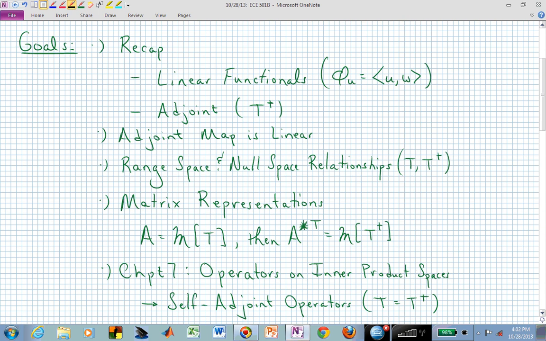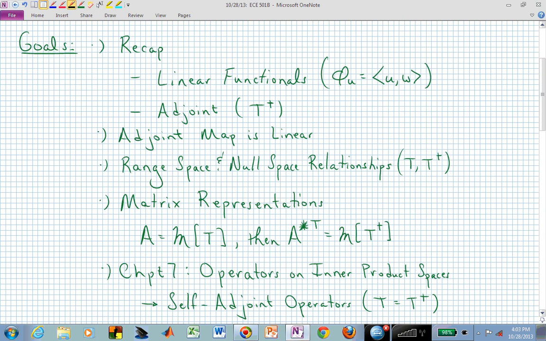You should be comfortable with a linear map, but now what is this object called an adjoint? We'll work through some examples with that before we move into chapter 7. We sort of learn the space that we're dealing with, and then we move into maps between spaces.